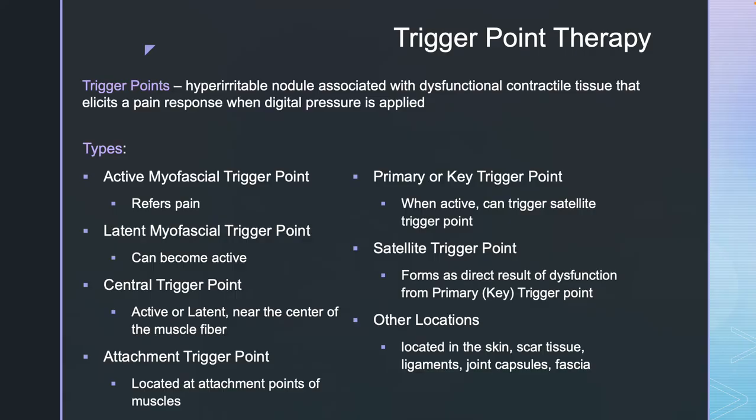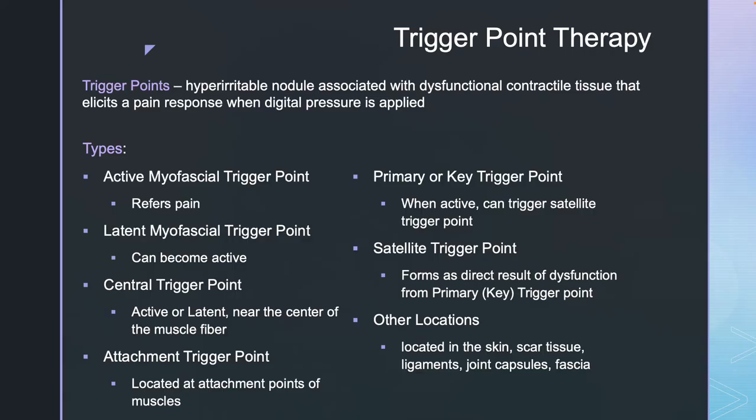Then we have something called a central trigger point. This could be active or latent. This is near the center of a muscle fiber, so we're talking like muscle belly. I like using the biceps. The fattest part of your muscle is considered the belly, not the ends where the tendons attach to the bones. So this would be a trigger point, either referring pain or not. You might just feel that nodule towards more of that chunkier area. It doesn't have to be dead center belly, but somewhere within that chunky area.